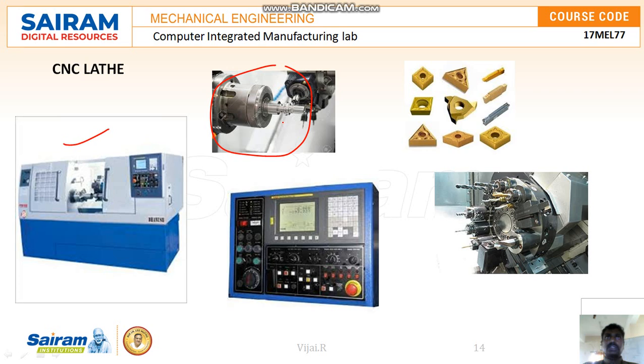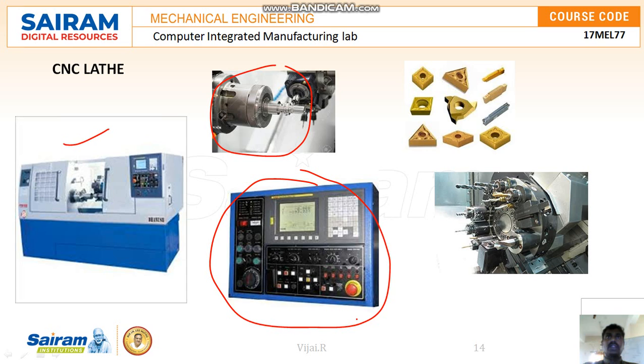And here this is the control panel where we can write the program. This control panel will help to write the type B programs, which we are going to learn in the subsequent classes. And this is the emergency button, which is used to stop immediately if anything happens.